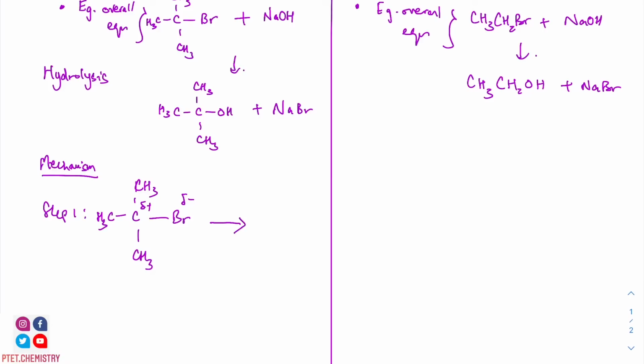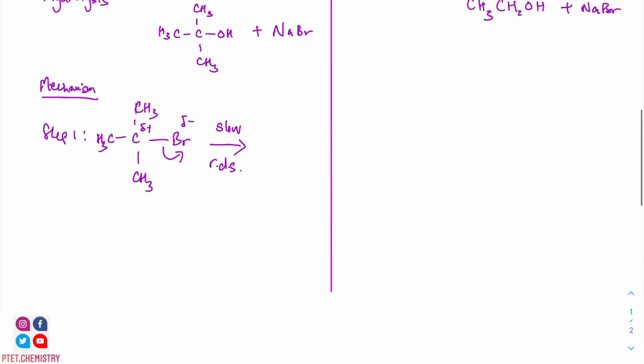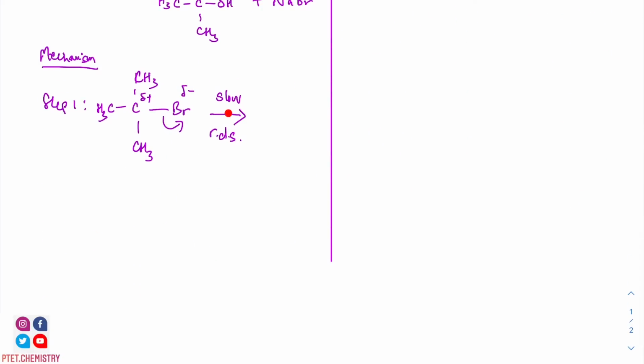On its own, it will just break like that. This is slow. That's why this is the rate determining step. I talked about it earlier. Okay, there's only one species involved in the rate determining step. It's the slowest step. It's the halogenoalkane. The halogenoalkane is involved in the slow step. There's only one species here. There's nothing else to make it break. It just breaks like that.